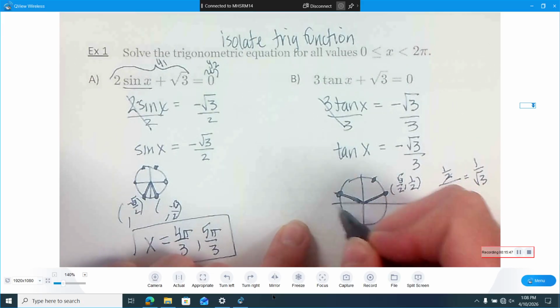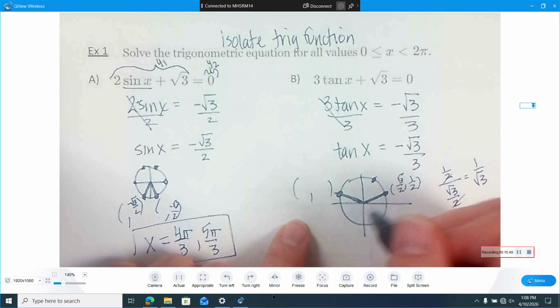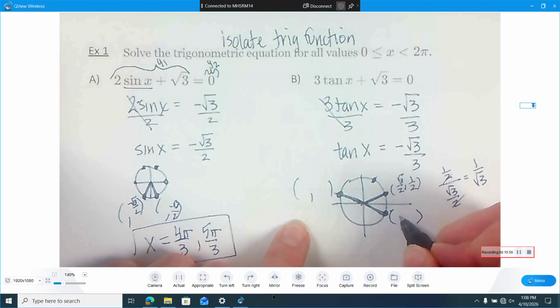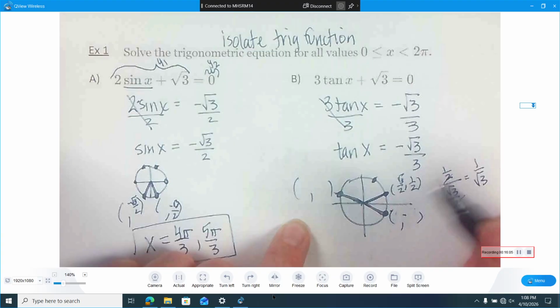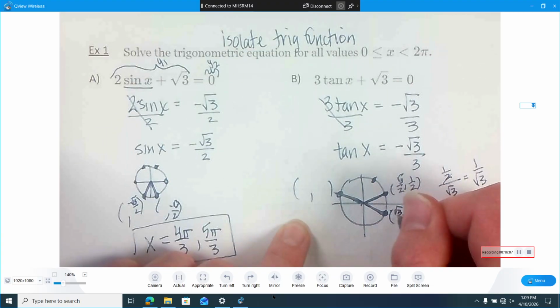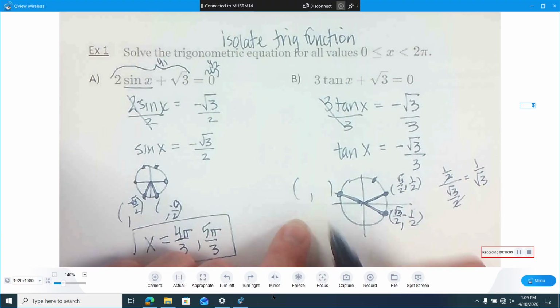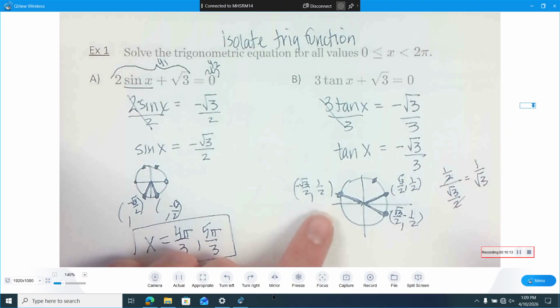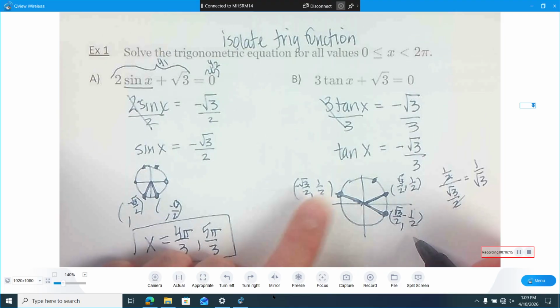So right here, yeah, and this one. And right here, because we get negatives, oh, I did that backwards. Of course I did. So right here, radical 3 over 2 down 1/2. Okay, and this one was left radical 3 over 2 up 1/2. Okay, so these 2 points get me my radical 3 over 3.